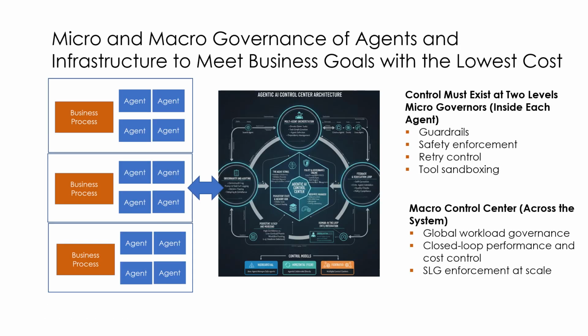The governance of agentic AI is done at two levels. Inside of each agent, the micro level controls guardrails, retry limits, and safety enforcement. Across the system, the macro governance sets workload priorities, service level goal enforcement, and cost control. That leads directly to the need for closed-loop performance and cost control.